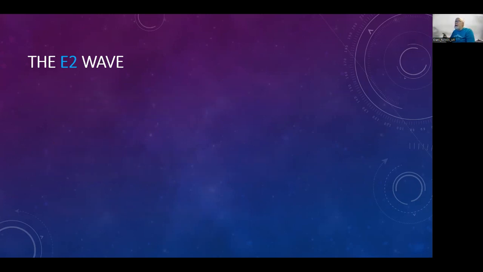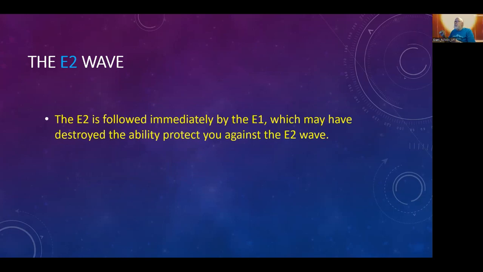According to the United States EMP Commission, the main potential problem with the E2 component is the fact that it immediately follows the E1 component, which will probably have damaged the devices or systems that would normally protect against the E2 wave. So even though you may have a surge suppression device that will take care of an E2 wave, that will be defeated by the E1 wave that happens before.